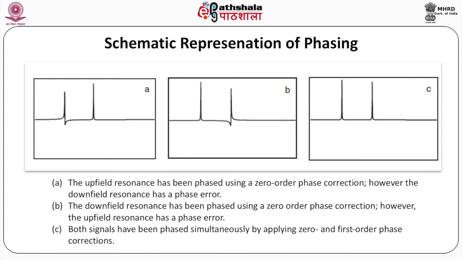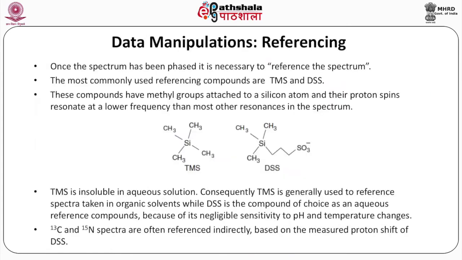Now, in C, you see a spectrum where both signals have been phased simultaneously by applying 0 and first order phase corrections. Referencing. Once the spectrum has been phased, it is necessary to reference the spectrum, about which we will read more in detail in the next module. The most commonly used referencing compounds are TMS and DSS. These compounds have methyl groups attached to a silicon atom, and their proton spins resonate at a lower frequency than most other resonances in the spectrum.